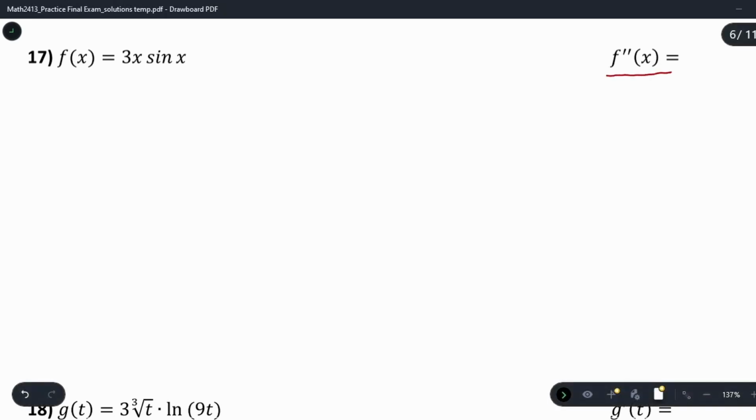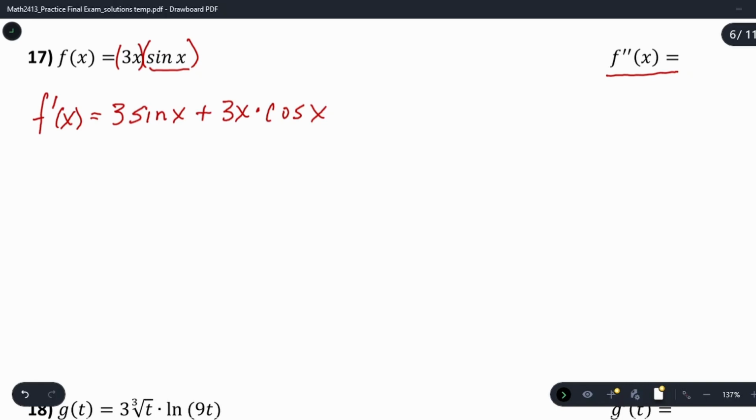Next, number 17, we need the second derivative. So to take the first derivative, notice that we have two functions in terms of x multiplied. We're going to have to use the product rule. The derivative of the first times the second plus the first times the derivative of the second.